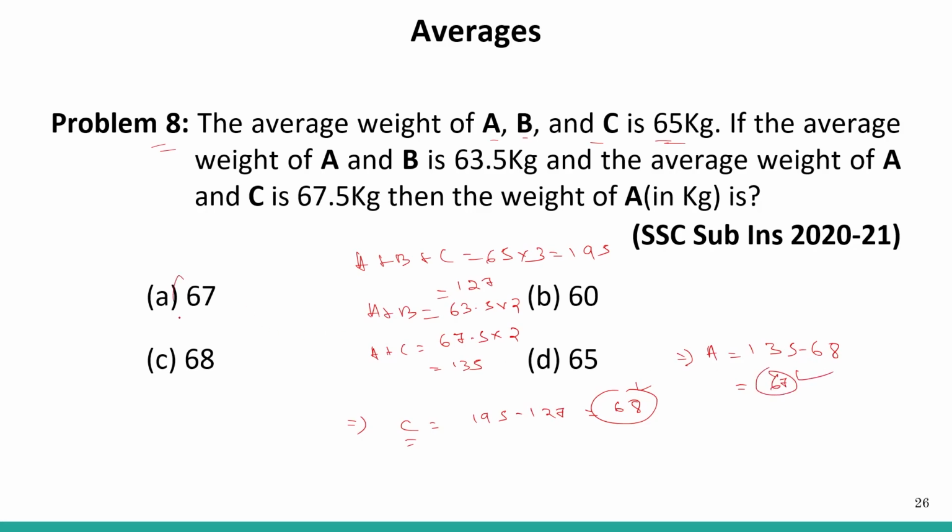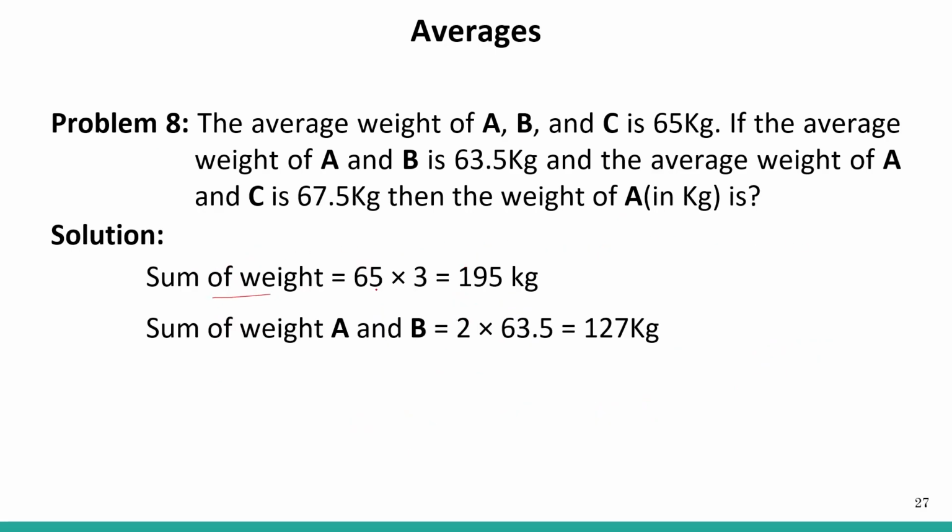So option A is the correct answer here. Option B, option D, option C, these are all wrong answers. 68 is the weight of C, but we are asked about the weight of A in kg. This question has appeared in the SSC 2020-21 Sub Inspector paper.